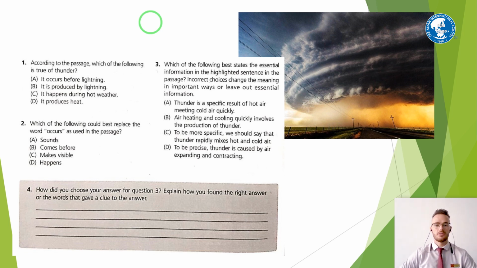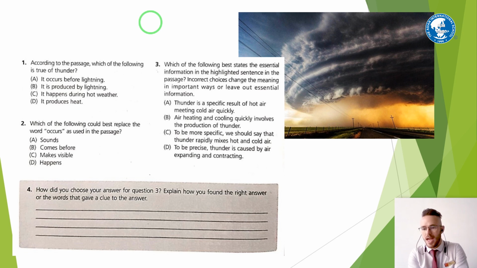Number 3, same as before, which of these sentences is synonymous with the highlighted sentence in the passage? Is it A, that thunder is a specific result of hot air meeting cold air quickly? Is it B, air heating and cooling quickly involves the production of thunder? Is it C, to be more specific, we should say that thunder rapidly mixes hot and cold air? Or is it D, to be precise, thunder is caused by air expanding and contracting?